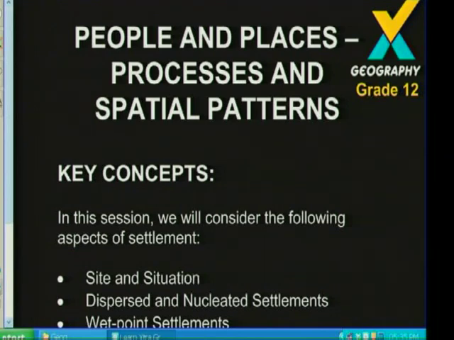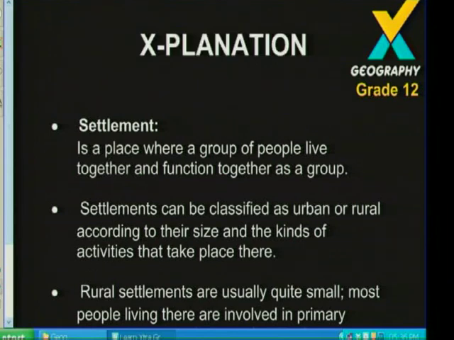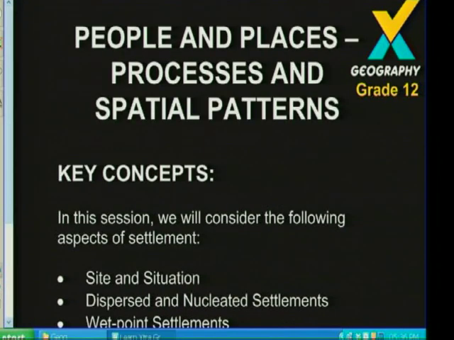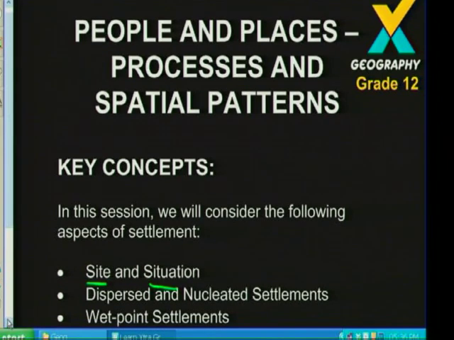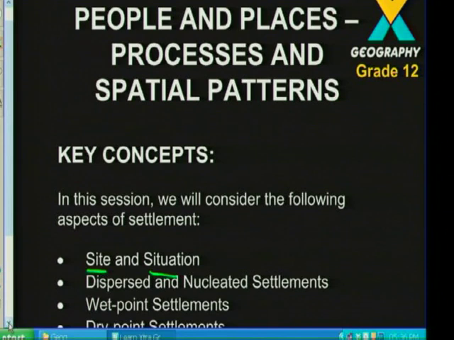The content and key concepts that need to be understood in this section will be highlighted as follows. The first aspects deal with site and situation. Remember, in order to understand spatial aspects of a settlement, we need to know the exact location of a specific settlement, which is referred to as its site, as well as that settlement in relation to the surrounding area, which refers to its situation. Remember, site is the exact piece of land, and situation is the relationship of that particular settlement to the surrounding areas.